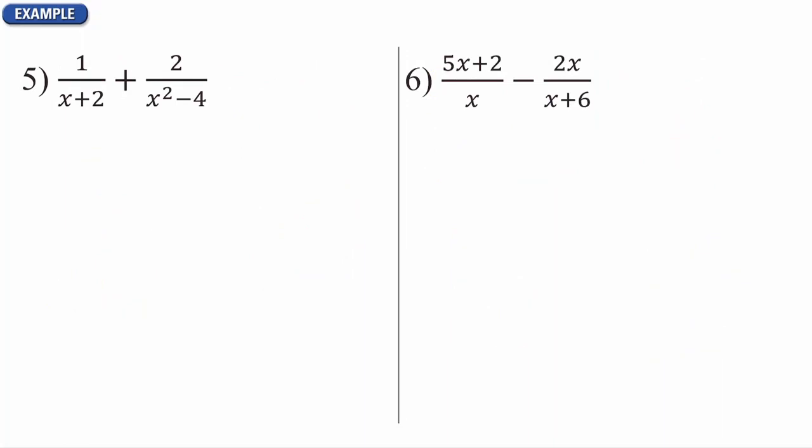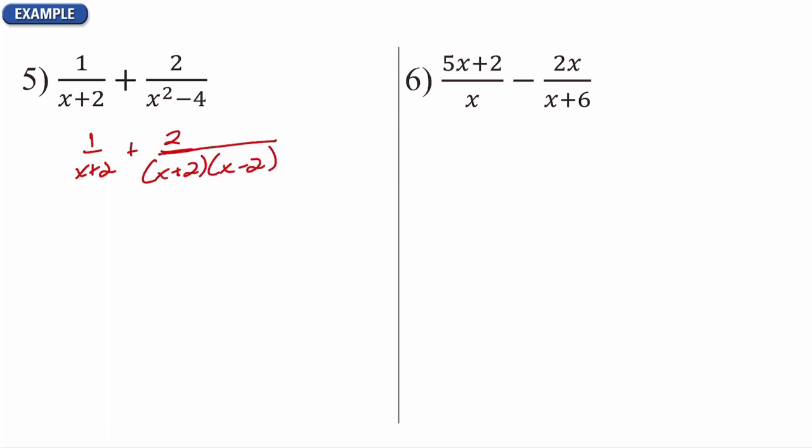Let's take a look at number 5. First thing I notice is I have this denominator of x squared minus 4, which is the difference of squares. So I'm going to rewrite my problem. That's 1 over x plus 2, plus 2 over x plus 2 times x minus 2.